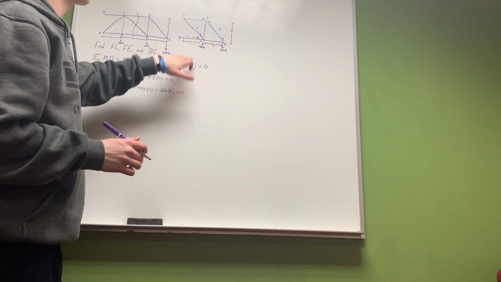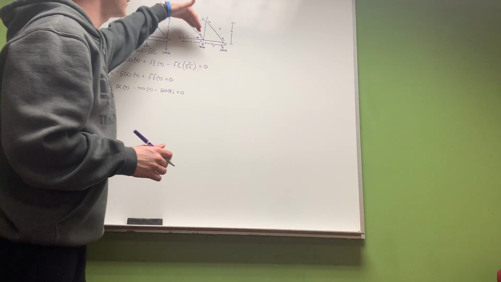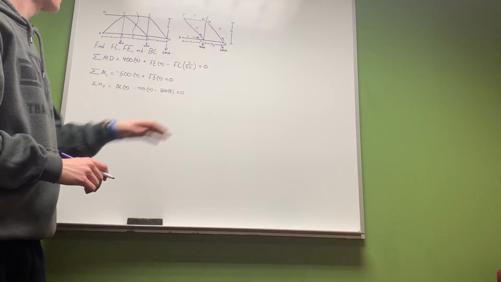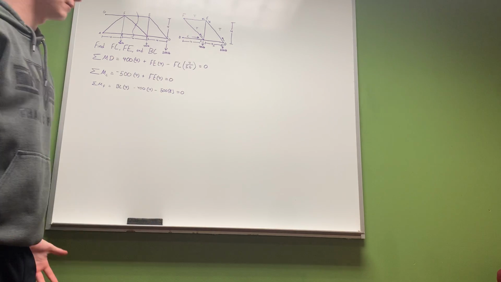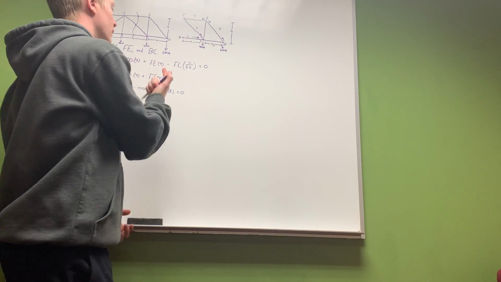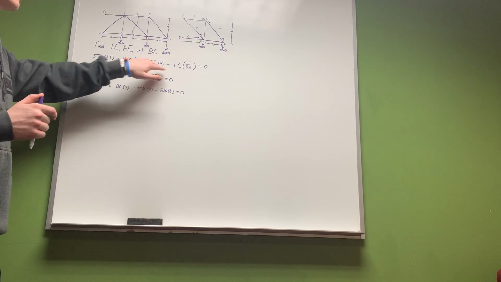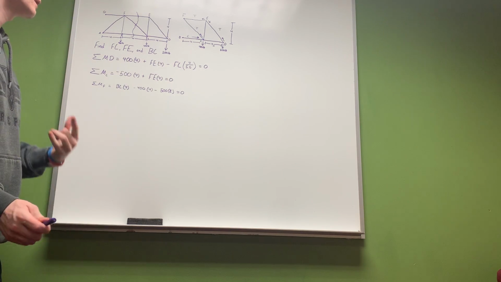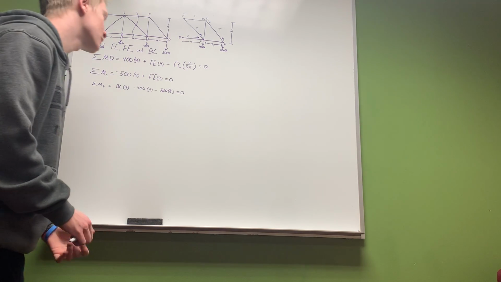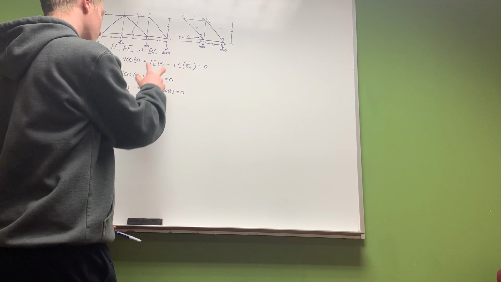So it'll be FC times 4 over 5.6, because that's the distance to there. And that will all equal 0 because it's not moving. But now if we go to solve this, we have two unknowns. So we need at least one more equation to solve this one.